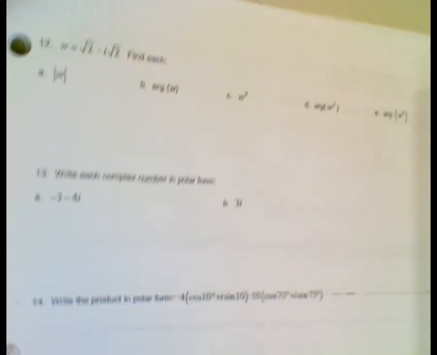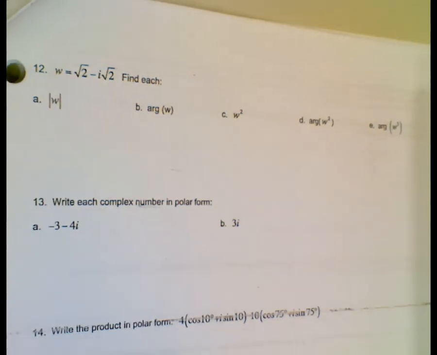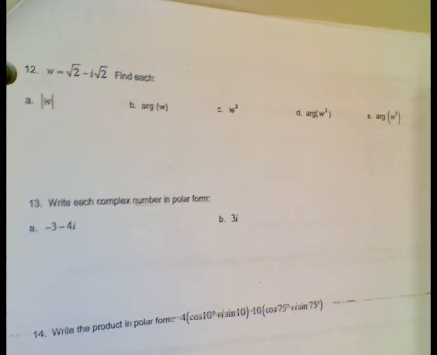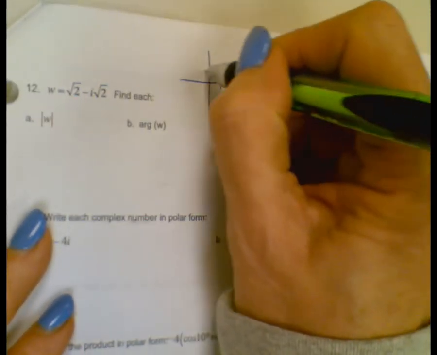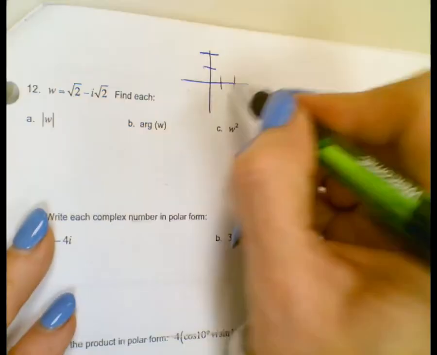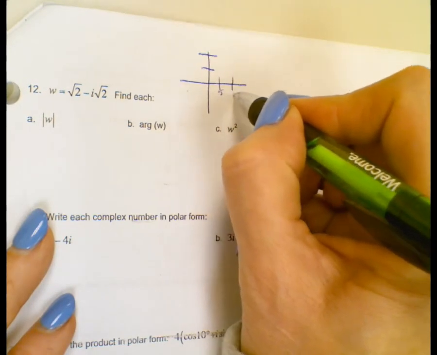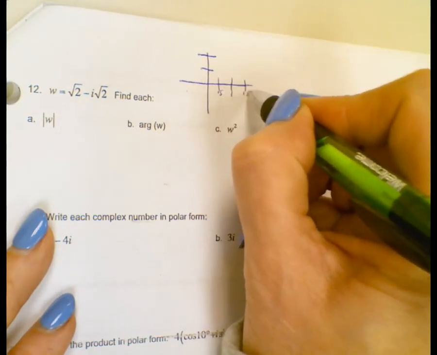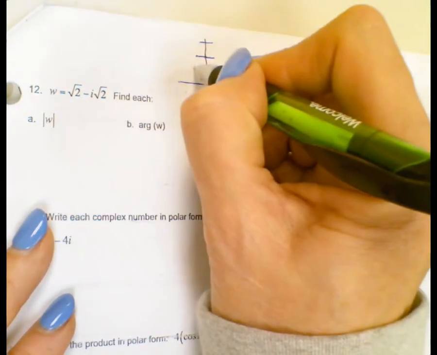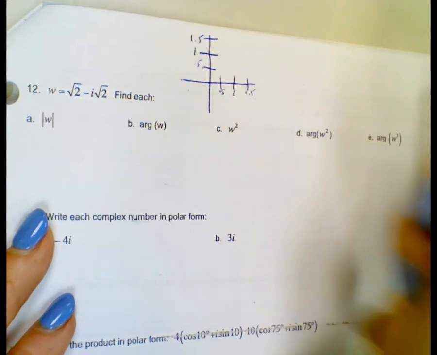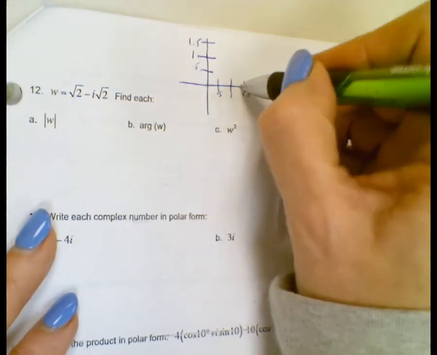So this is the one that's going to cost a lot of points if you don't know how to do it. So number 12, pay attention. The square root of 2 is about 1.4. So we're going to say this is 0.5 here, we'll say this is 1, and we'll say this is 1.5. So this is bigger than the unit circle, and 1.4 is about right here.